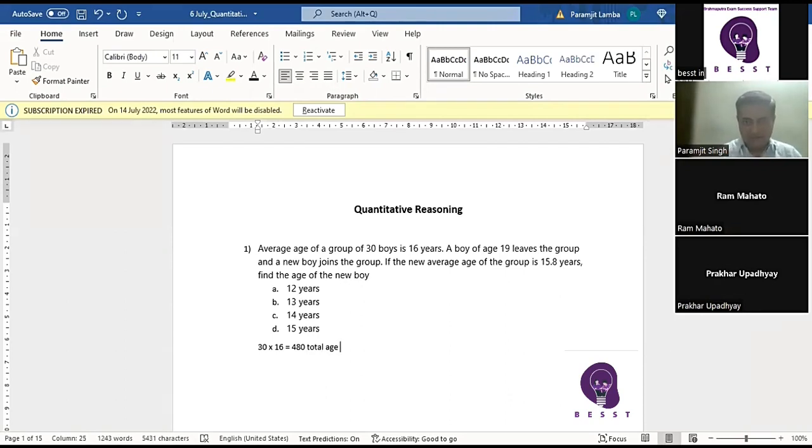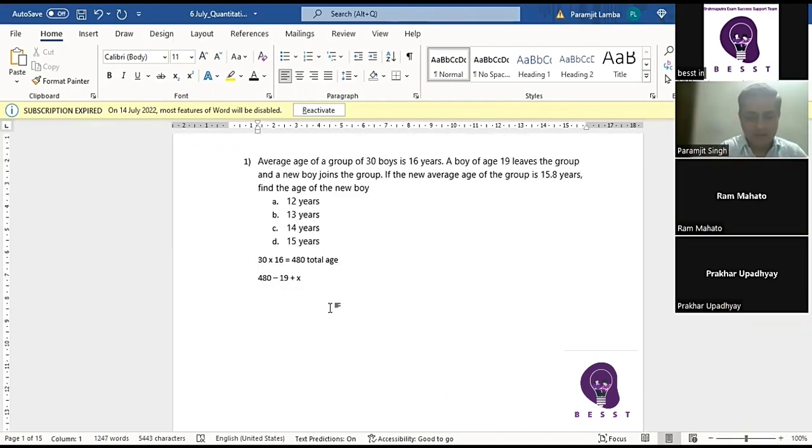Now there is a boy who leaves this group. 480 minus 19. The boy who is 19 years of age has left the group and a new boy has joined it. His age we don't know, so we'll term it x. Now the new average age of the group is 15.8 years, and we have to find the value of x.